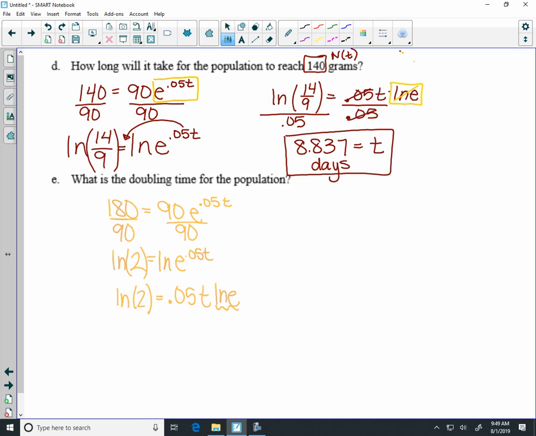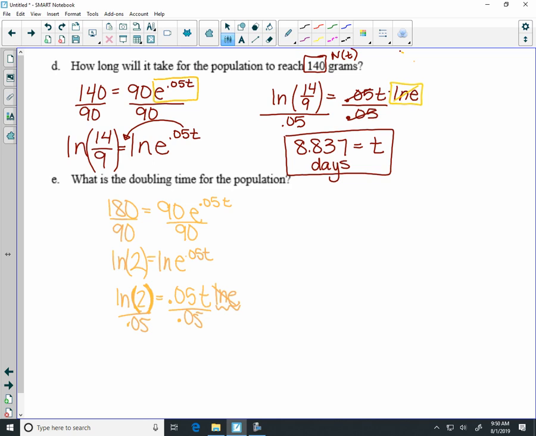Again, ln of e is 1. And we're going to divide both sides by 0.05. Just be careful when you put it in your calculator. Make sure you close the parenthesis if you're doing it in one step. Close the parenthesis around that 2 before you divide by 0.05.